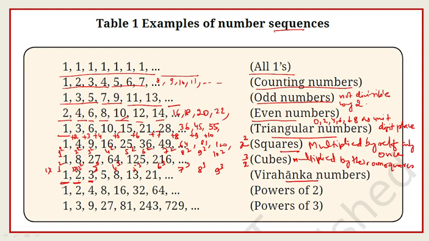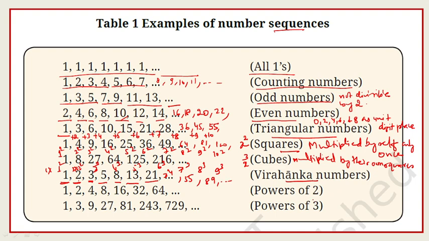We just need to add the previous number. 2 and 1 are added, we got 3. 3 and 2 added, we got 5. 5 and 3 added, we got 8. 8 and 5 added, we got 13. Then 13 plus 8 is 21. Then 21 plus 13 is 34. Then 34 plus 21 is 55. Then 55 plus 34 is 89. In this way, the Virahanka number sequence will continue.